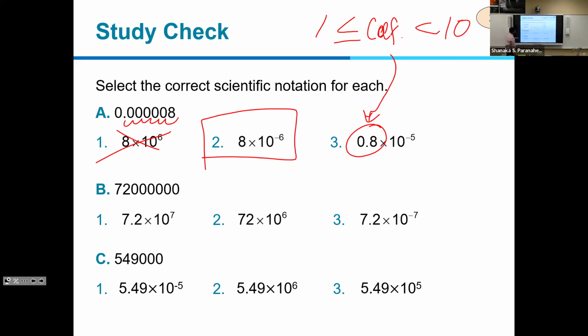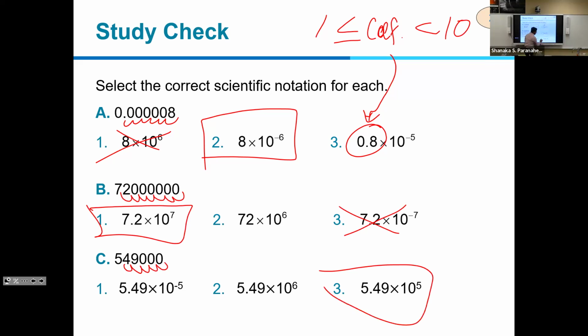For this one, the answer should have a positive exponent. So this is not possible. 1, 2, 3, 4, 5, 6, 7 times. So its exponent should be 7, and 7.2. The next one, what is the answer? What is the answer on C? 1, 2, 3, 4, 5 times, 5.4 times 10 to the power 5. Its answer is 3. Yeah.